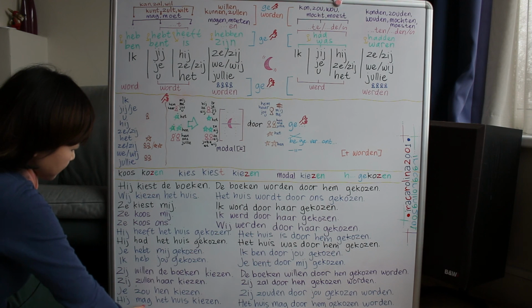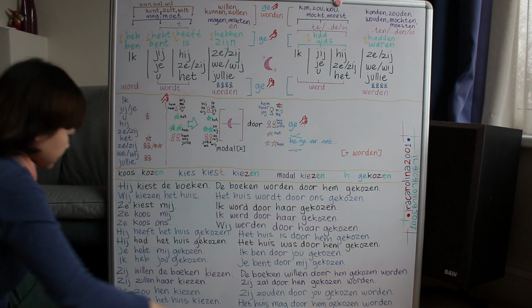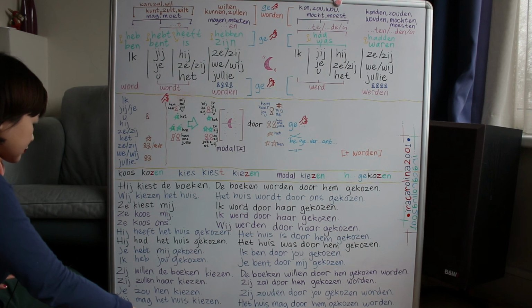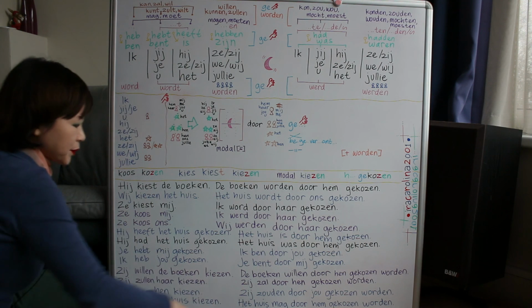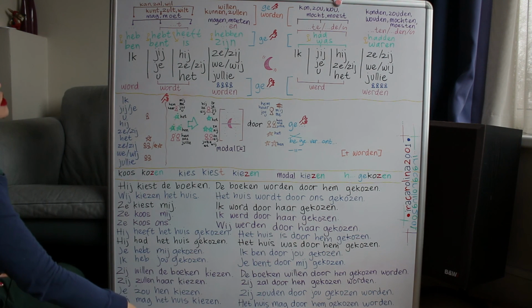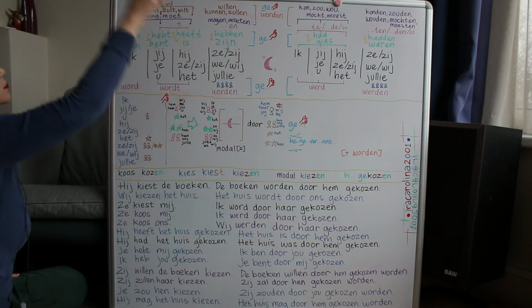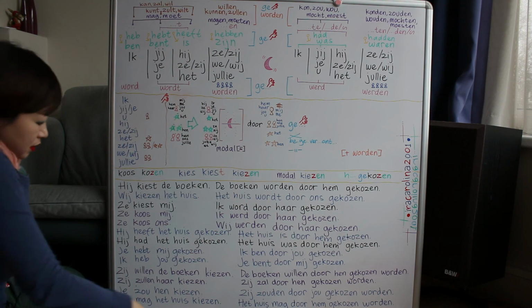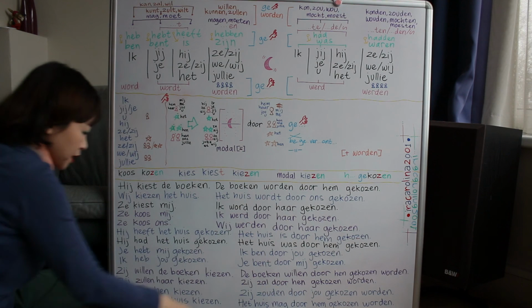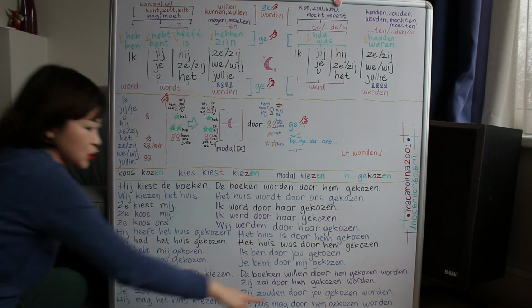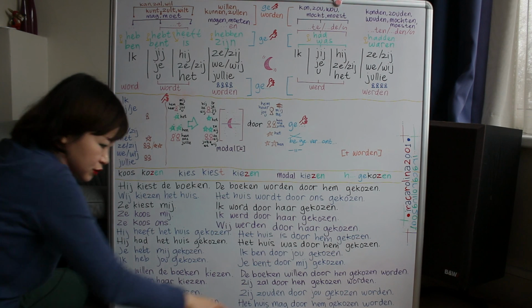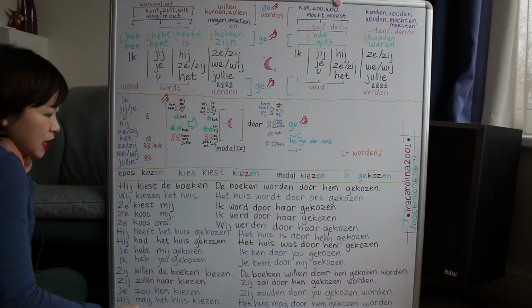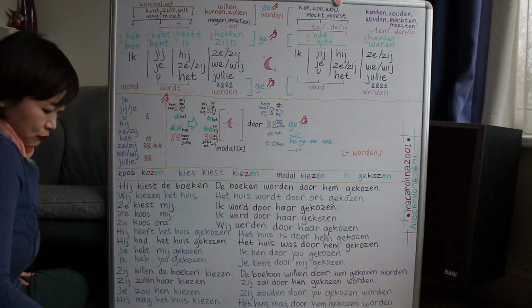And the last one. Hij mag het huis kiezen. May. Passive one: het huis mag, because it's het. Mag door hem. Hem is from hij. Gekozen worden. Don't forget the worden because we use the modal mag, or in English, may. Thank you.